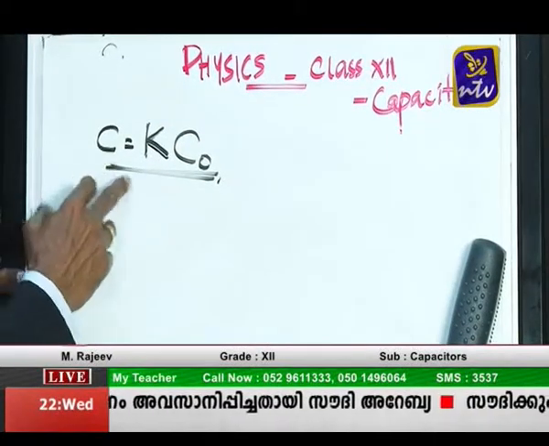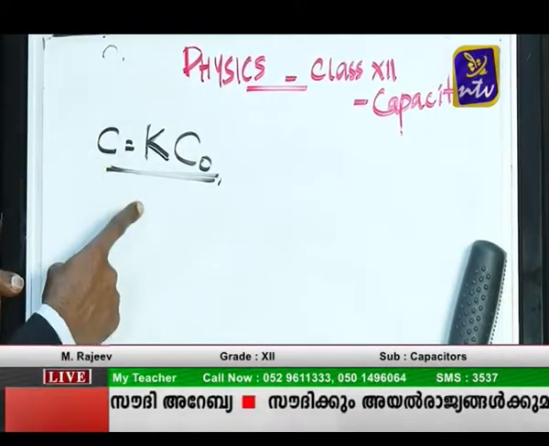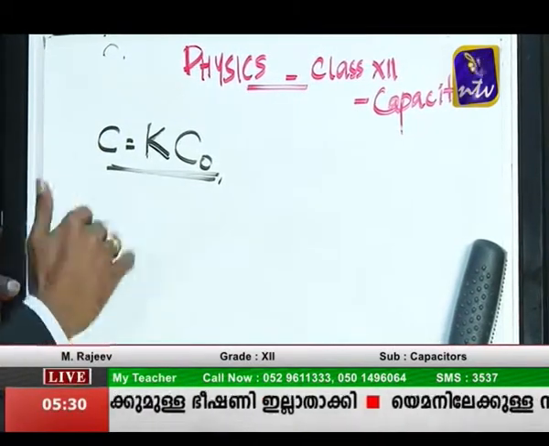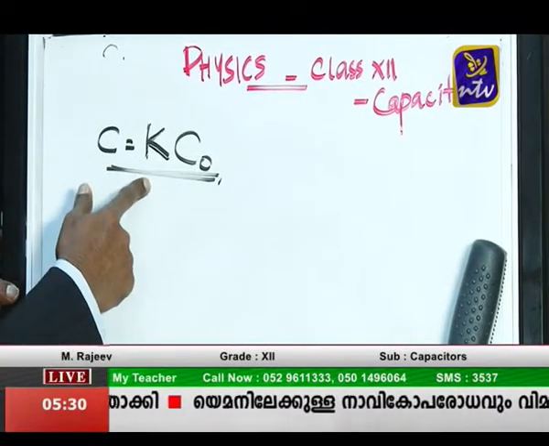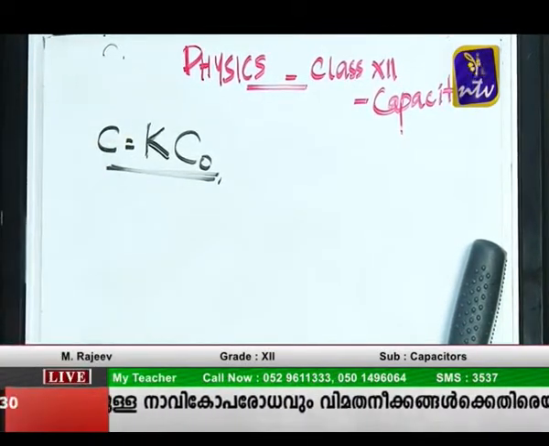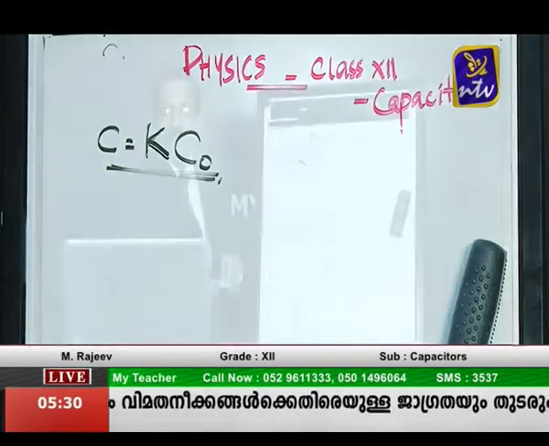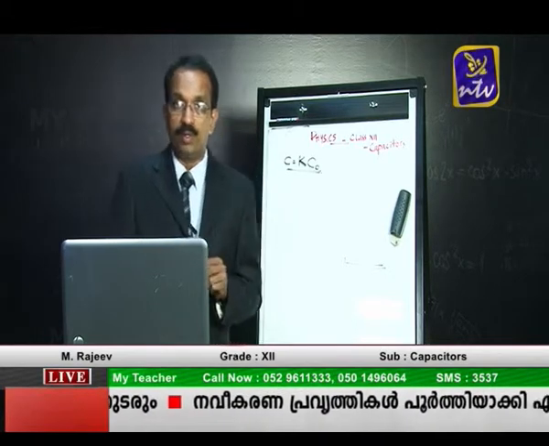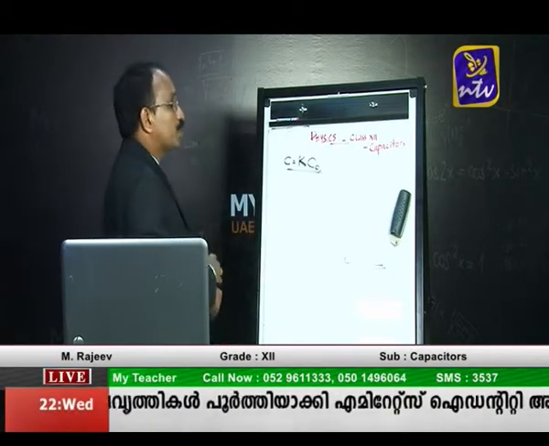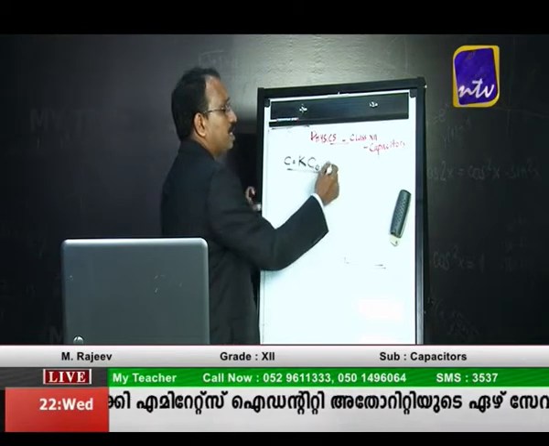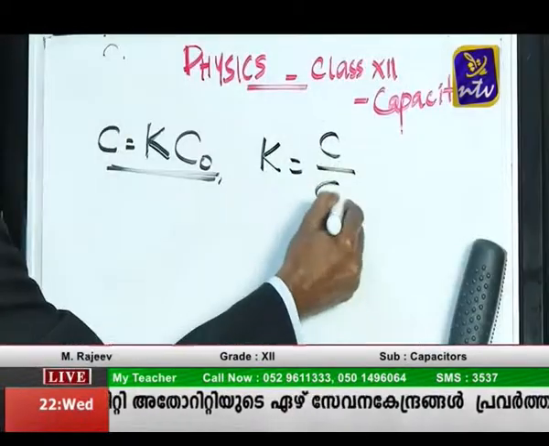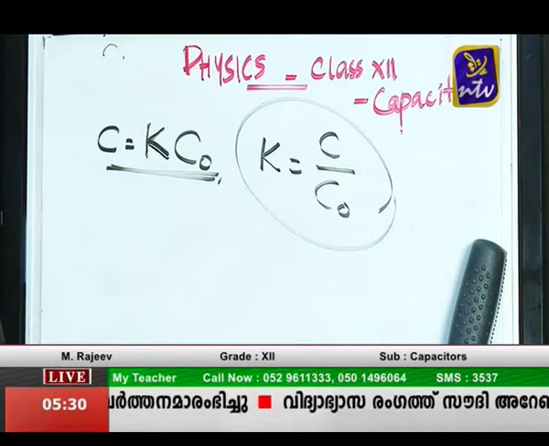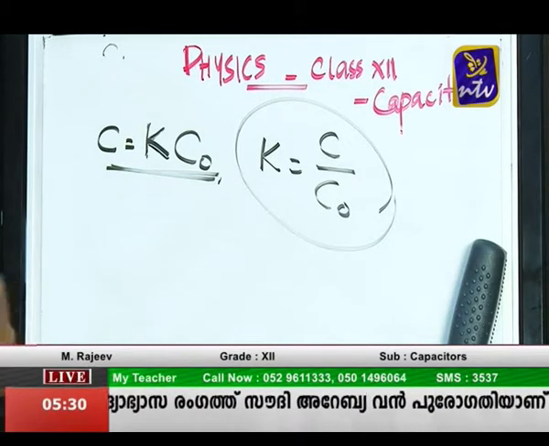Understood? That means, when the space between the plates of the capacitor is completely filled with a dielectric of dielectric constant K, the capacitance becomes K times the original capacitance. This is required for solving some numerical problems. From this, we actually have a definition of dielectric constant also. We can write K is equal to C by C0. So there may be a question: define dielectric constant in terms of capacitance. What is the definition of dielectric constant in terms of capacitance?